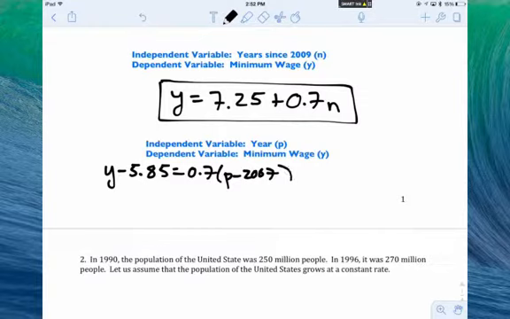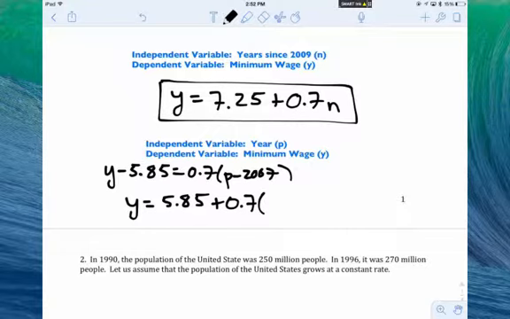Or how I really like to write it, as y equals $5.85. That is the starting point for our minimum wage, and it increases at 70 cents a year. But of course, that quote-unquote starting point, that wasn't in the year 0, that was in the year 2007. So if we substituted 2007 in for p, this would all be 0. We would of course get a minimum wage of $5.85.